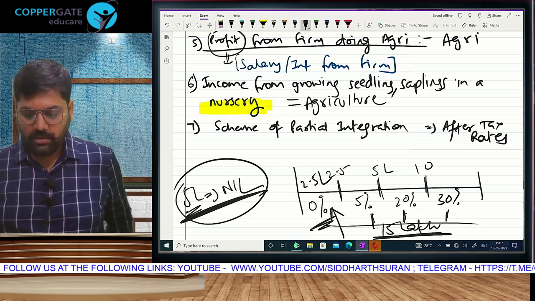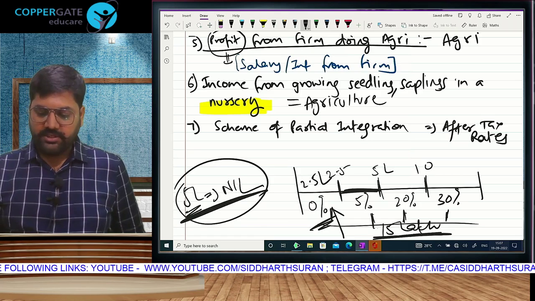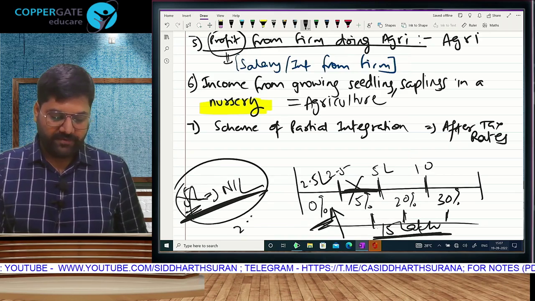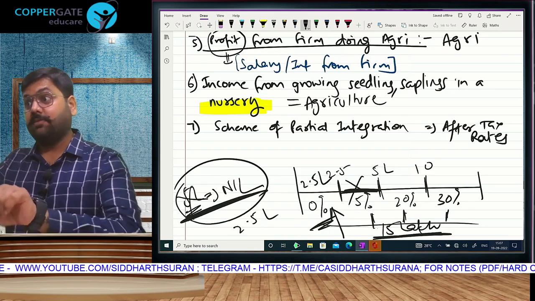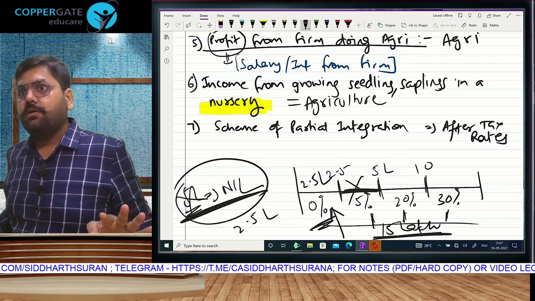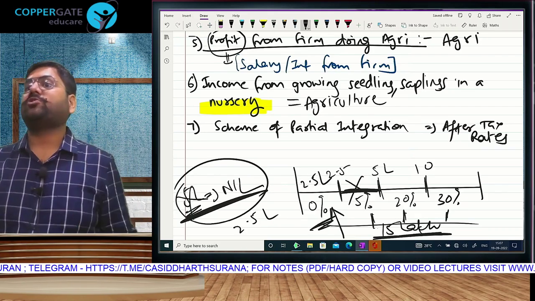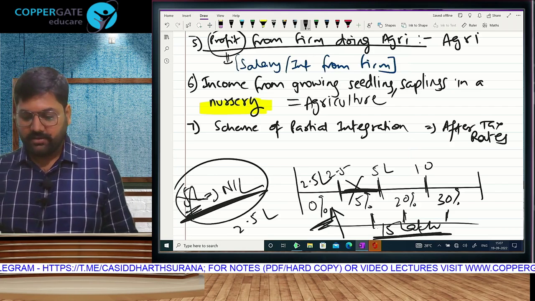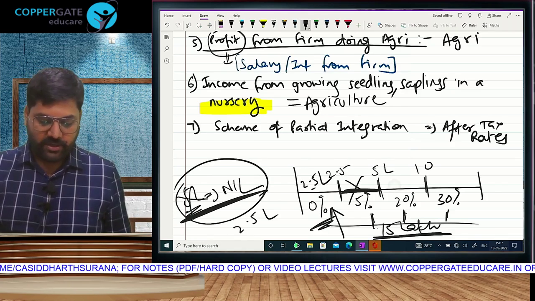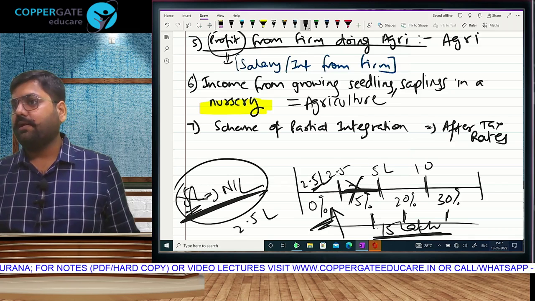What does that mean? How much is the space in this bracket? 2.5. This block is gone. Who ate it? Agriculture. 2.5 remaining. Tax will not be calculated because it is exempt income. We are just sending agriculture income to eat your block, eat your slab. We won't calculate tax. Just that the slab is exhausted. Who exhausted it? Agriculture. Now, out of 15 how much is remaining? 12.5, because only 2.5 has gone here. This slab is over. Now the next slab is 5 lakh to 10.